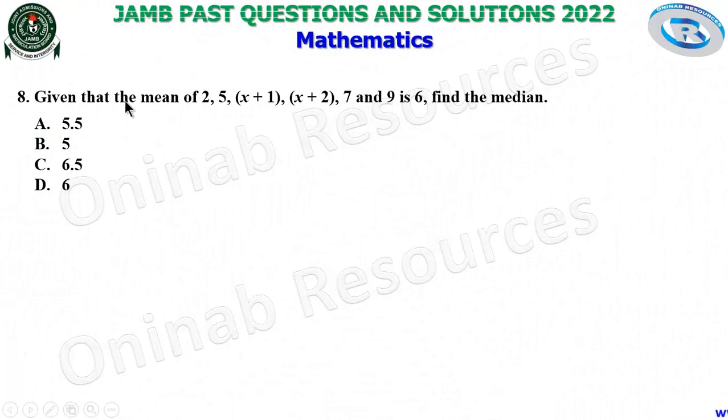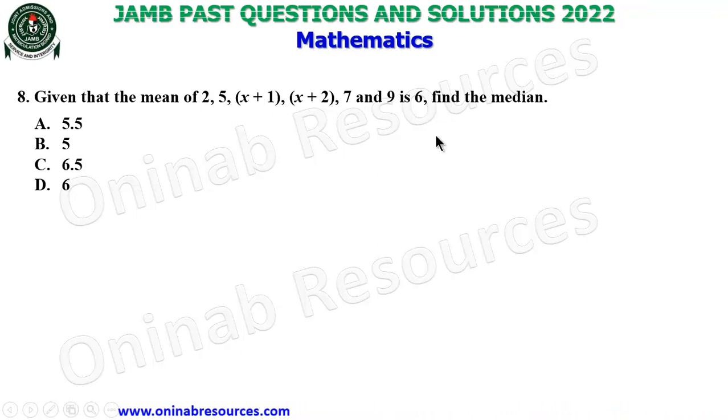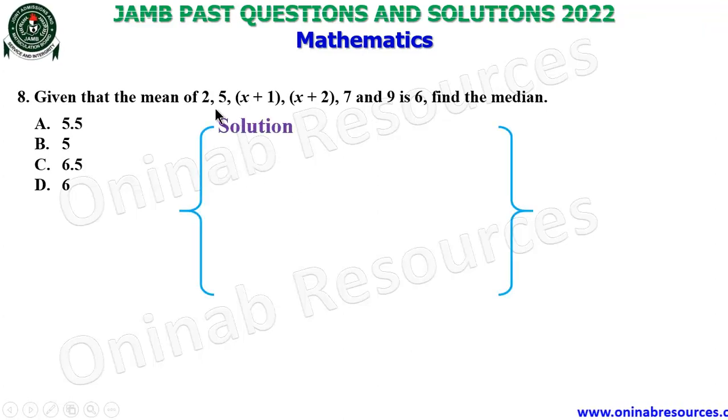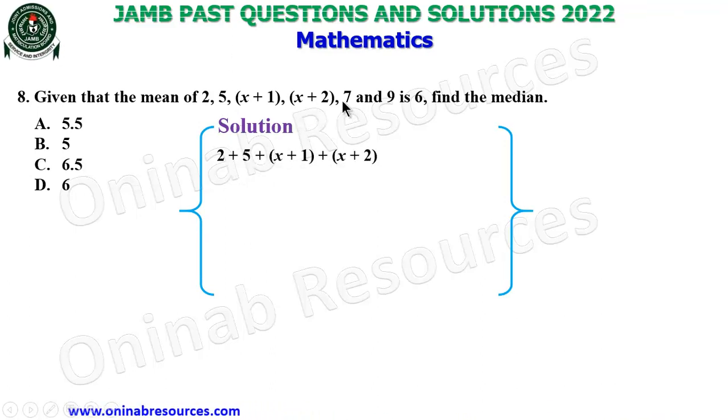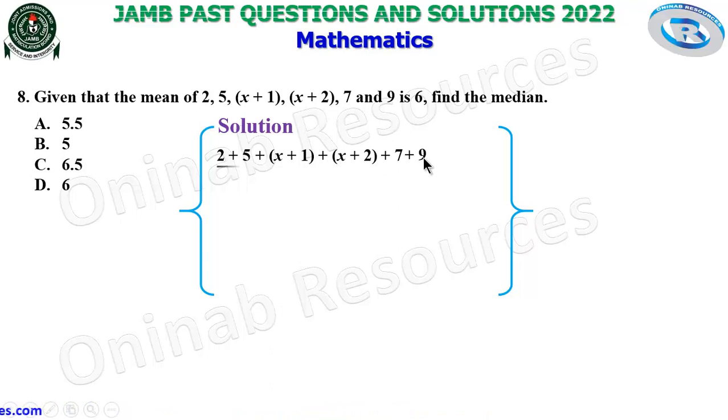For problem 8, given that the mean of 2, 5, x plus 1, x plus 2, 7, and 9 is 6, find the median. We're going to use the mean given to find the value of x. From there, we will be able to find the median of the data. So we start the solution. 2 plus 5 plus x plus 1 plus x plus 2 plus 7 plus 9, divide by how many numbers do we have there? 1, 2, 3, 4, 5, 6. So divide by 6 is equal to 6.